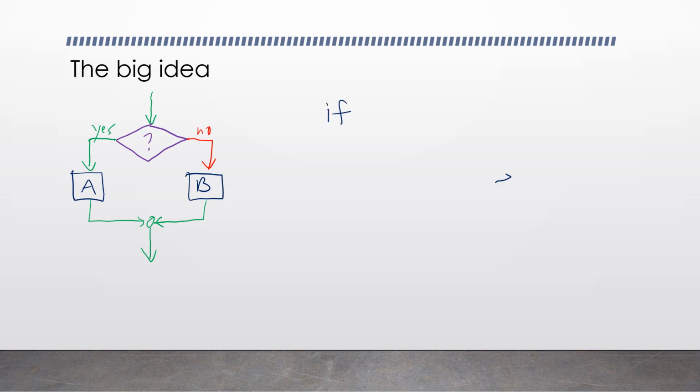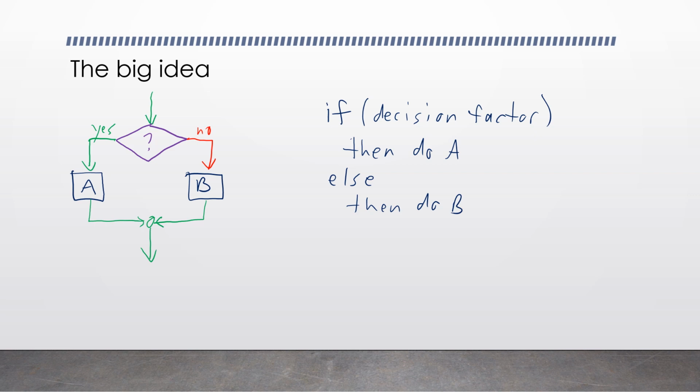If some sort of decision factor here, then do A, else, that is, if that decision fails, then do B. And that's a pseudocode representation of the flowchart I have on the left here.